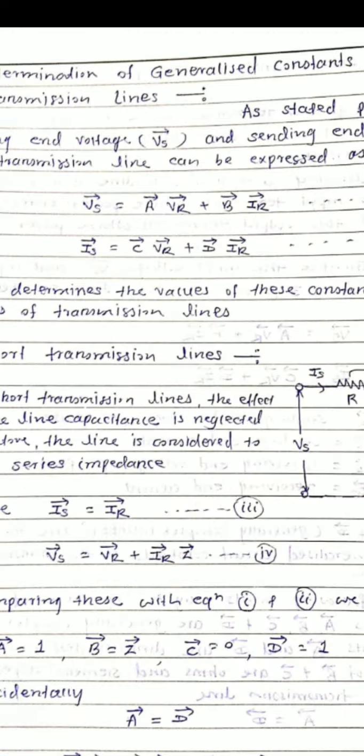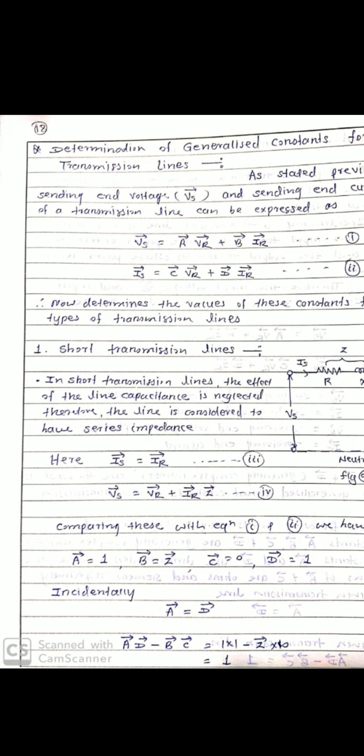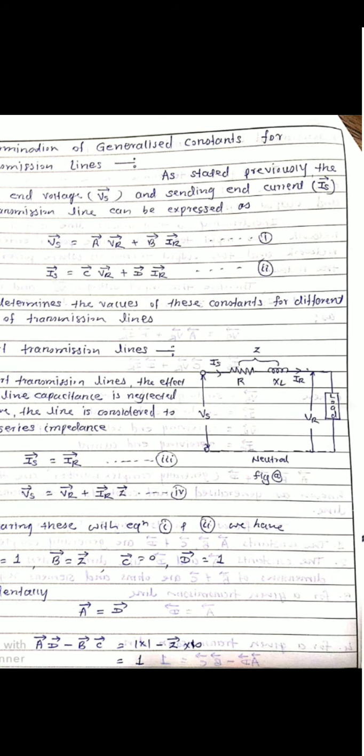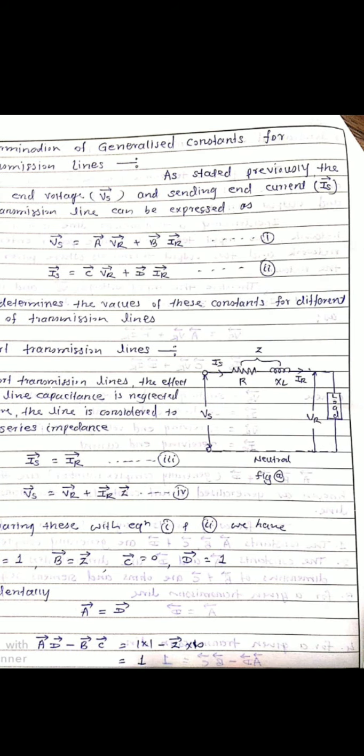First, take the short transmission line. We already know what a short transmission line is. Observing the diagram, in a short transmission line the effect of line capacitance is neglected, therefore the line is considered to have only a series impedance. There is no capacitance effect due to the short length or low voltage.